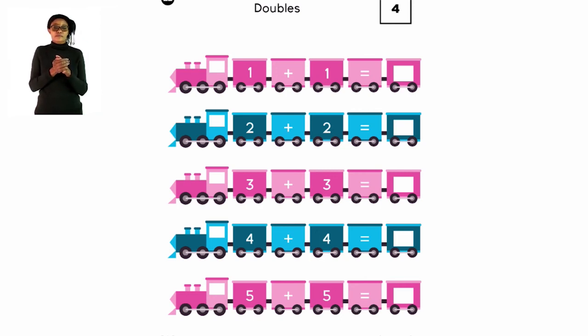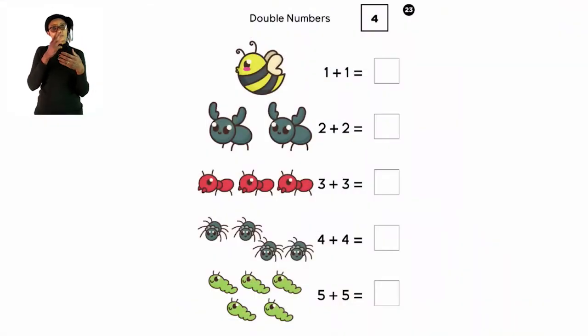Let's go over to page 23. We continue with our doubles. Are you all on page 23? Good. We have pictures of insects. 1 plus 1 equals 2. And you will fill in the answer in the empty box there. 2 plus 2 equals, fill in the answer. 3 plus 3 equals, fill in the answer. And so you will continue with the other 2 sums as well.